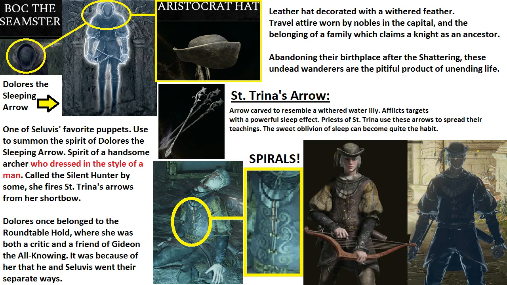Bach's cap is similar to that of Dolores, the Sleeping Arrow. Dolores was a handsome archer who dressed in the style of a man. She wears clothes of a different gender. This gender fluidity mirrors Miquella's alias of Saint Trina, as some say that she was a comely young girl. Others are sure he is a boy.